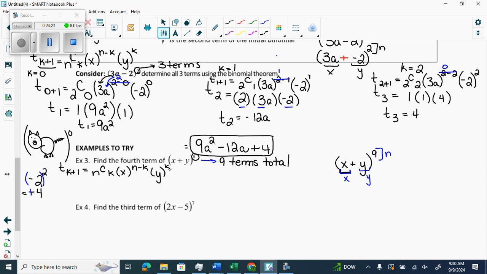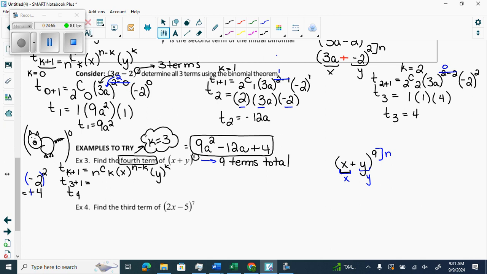I want term what? I want term 4. What does k have to be in order for me to write T4? Help me out. K is going to have to be what? 3. We agree? That's why it's always 1 less than the term you're finding, because the formula uses k plus 1, and I need term 4. So I'm going to go T(3+1) equals. So I know k equals 3 if I'm looking for the fourth term. That's something to help me out, right?